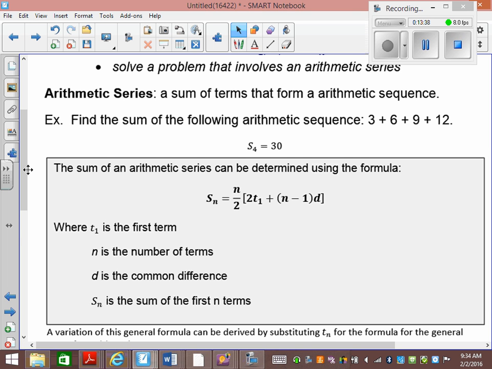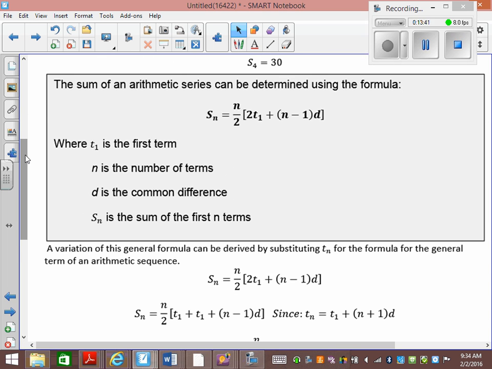Okay. So the thing with the sum is that there's 2 formulas you can use. When it was just a series, there was the 1 formula. When there's the sum, there's 2 formulas. When do you use which is the catch. So this is the first one. Sn represents the sum of the first n terms. So sum. Then you have n divided by 2. N is still the number of terms. T1 is still the first term. D is still the common difference. Nothing changed there. The only thing that really changed was the Sn, right? But that's just sum. You use this formula when you're given the first term and the common difference.